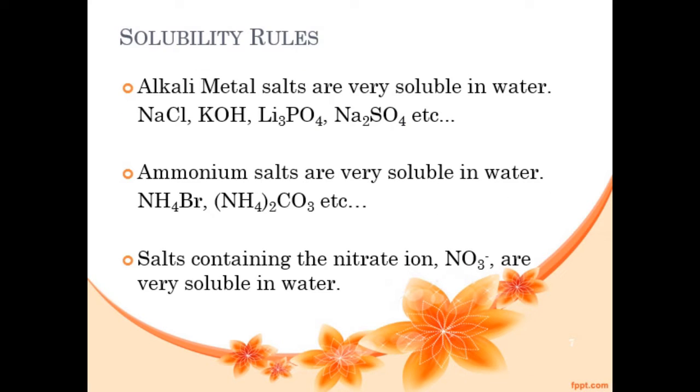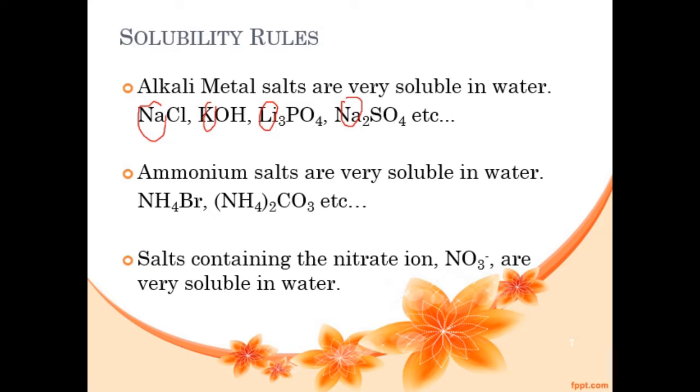Okay, next we move on to solubility rules. If you look at the periodic table, the alkali metals, if they become salts, are very soluble. For example, sodium, potassium, lithium. These are very soluble despite whatever their anion is. So the alkali metal salts are very soluble.